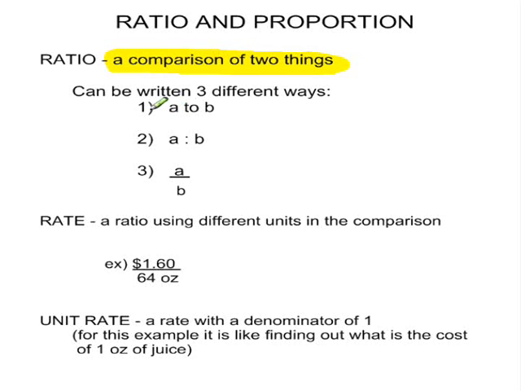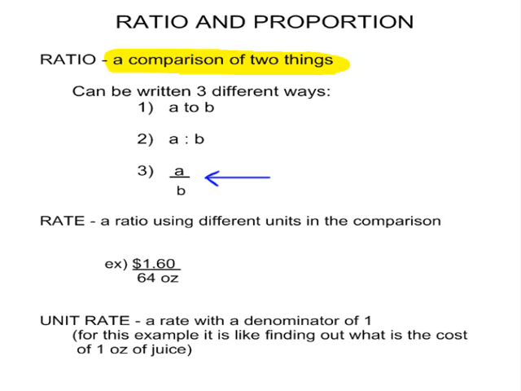The first way looks like this, A to B, and let's say that we're comparing apples to bananas. So I'm using the letters A and B. So A to B. Also, it can be written with a colon, A colon B. And last, it can be written as a fraction. And this is how a lot of ratio comparisons are written when you're actually solving problems. So we'll be looking at this form a lot today.